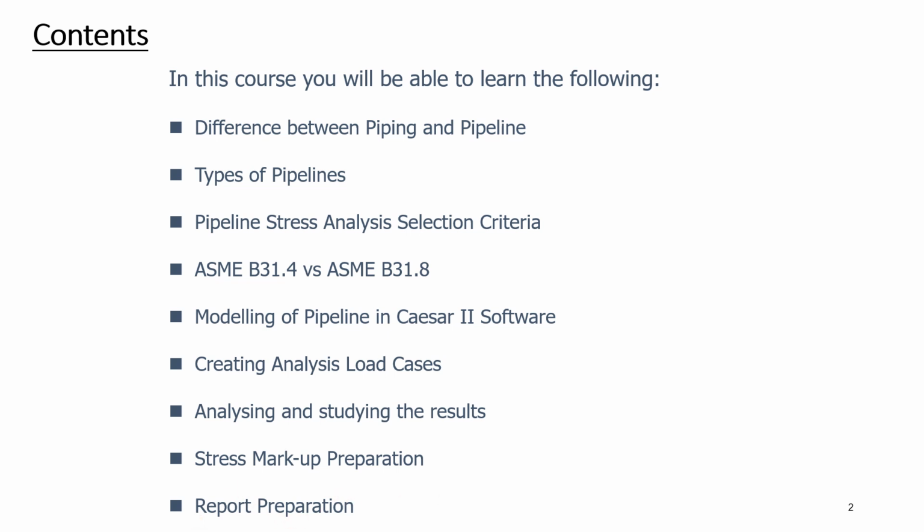So all these points we will be discussing in brief, and we will take a practical example of a sample problem which we will be modeling. Then we will create the load cases, then analyze and study the results, and we will prepare the stress markup, and finally report preparation. So all these guidelines will be covered in this short course. So stay tuned.